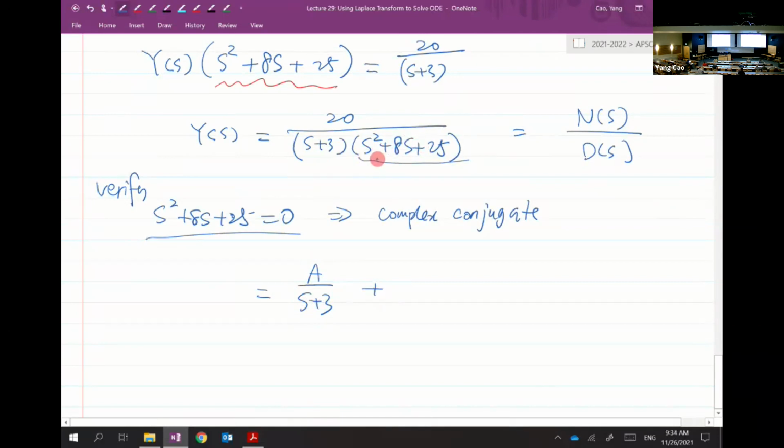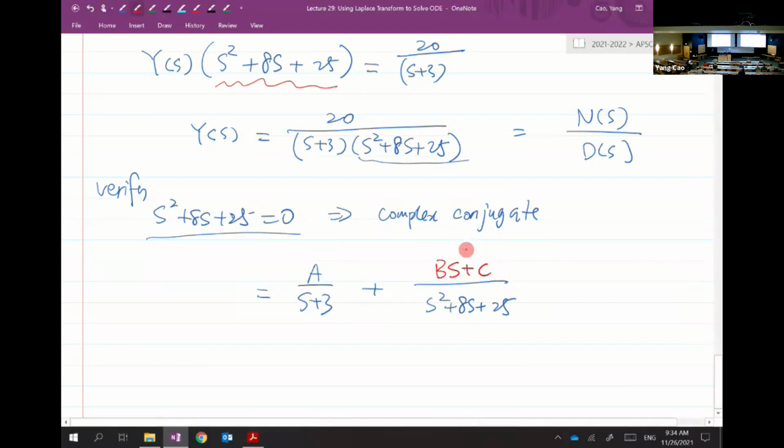And for the second term, s squared plus as plus 25, we're not going to change it. We're going to leave it. This is the denominator of the second fraction. The numerator here, and this is where you have to remember, the numerator has to be bs plus c. Okay, the numerator has to be 1 order less than the bottom. This is second order here, so that's why it's first order. And there have to be 2 terms, so b times s plus c.